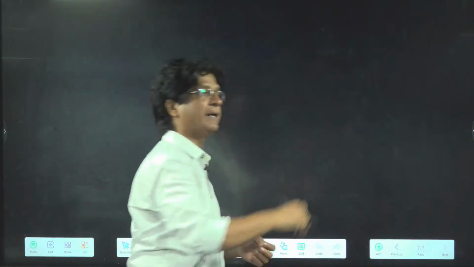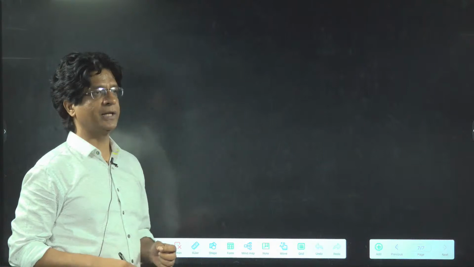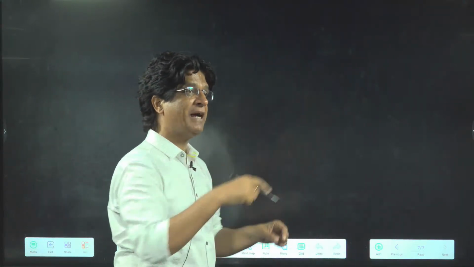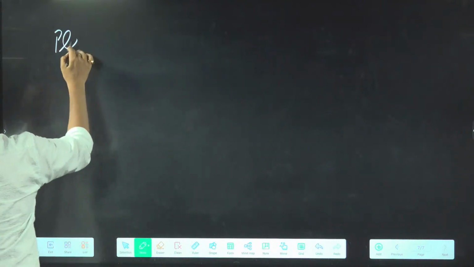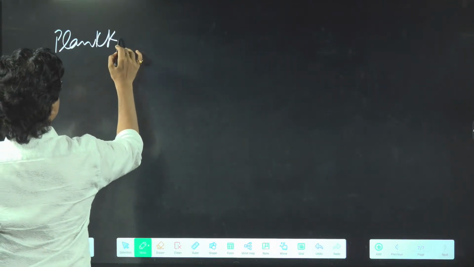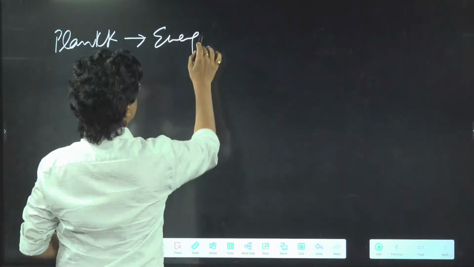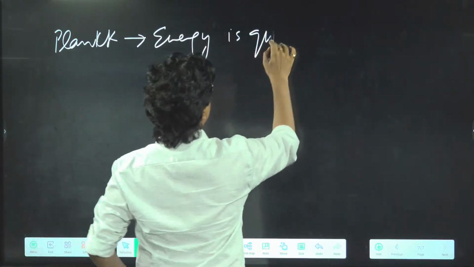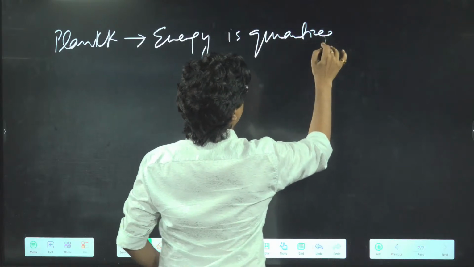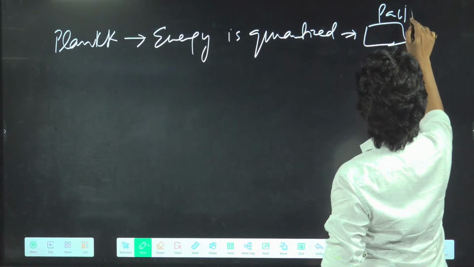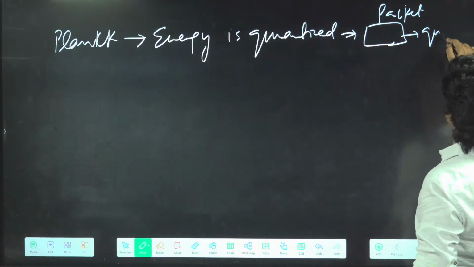This was explained by Einstein. And how did Einstein prove it? He was inspired by Max Planck. According to Planck, boys and girls, according to Max Planck, energy, we have seen that, is quantized. And he said energy exists in the form of packets, which he called quanta.